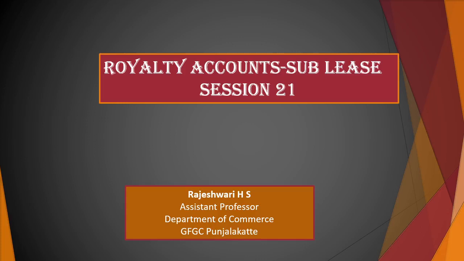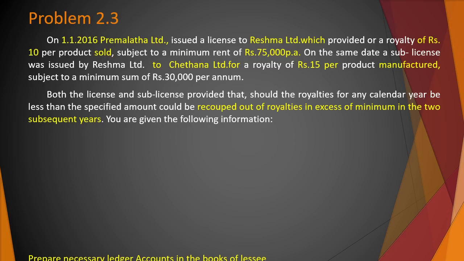The Sublease session 21. Today we are going to consider a new problem. On 1/1/2016, Premalata Limited issued a license to Reshma Limited. So can you identify the lessee and lessor here? Yes. So here Premalata Limited is a lessor who gives the license. Reshma receives the license, so becomes lessee.